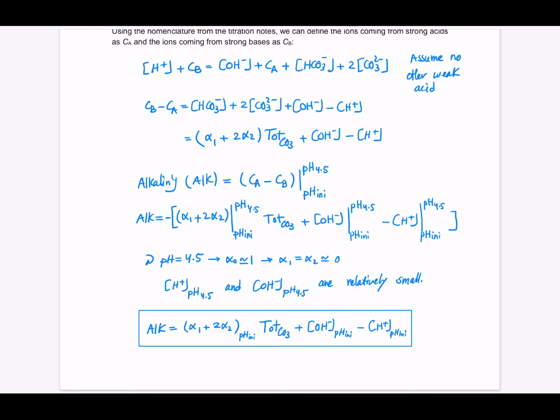But specifically, this is a specific kind of alkalinity because we didn't include any other weak acid. We only assume we have carbonic acid in the system. So this is carbonate alkalinity.